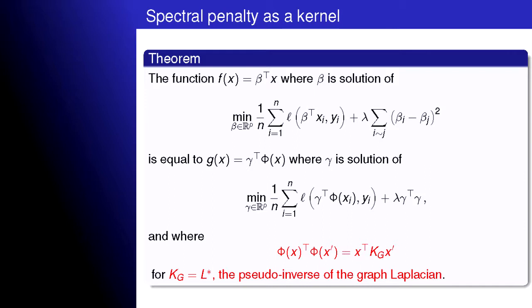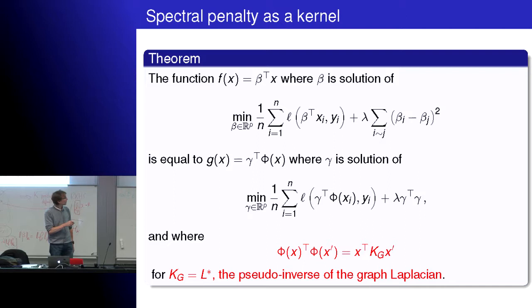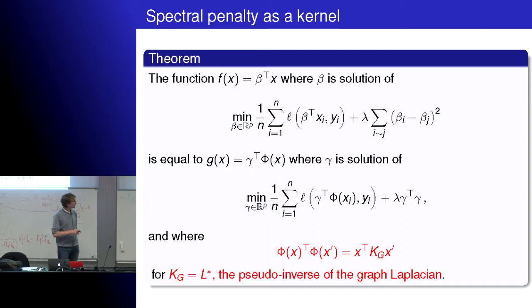But here I say learning with this penalty is equivalent to learning with L2 penalty in a new space, the space of phi of x, and the inner product in the new space, which we call a kernel, is simply obtained by multiplying your 20,000 dimensional vectors, x and x prime, but not directly, because otherwise it would be just the standard inner product, the L2 penalty. You multiply them with, in the middle, a particular matrix called the pseudo-inverse of the graph Laplacian. Whatever that means, this is just a matrix.